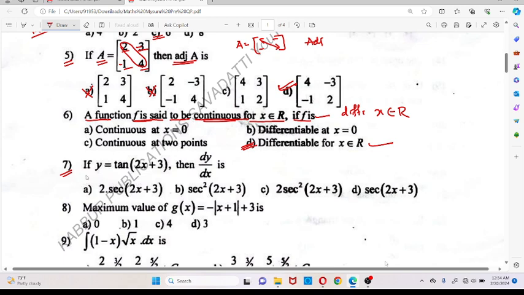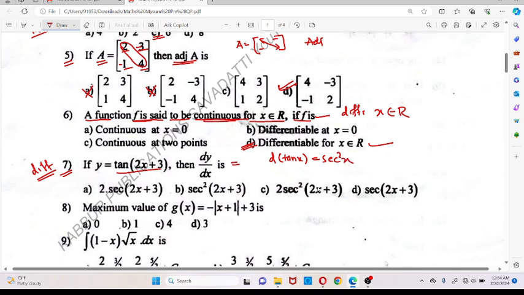Then the seventh one, y equal to tan of 2x plus 3. They are asking for the derivative dy by dx. This is from the chapter differentiation. If y equal to tan of 2x plus 3, then what is dy by dx? Directly you can go through this. We know the differentiation of tan x is sec square of x.